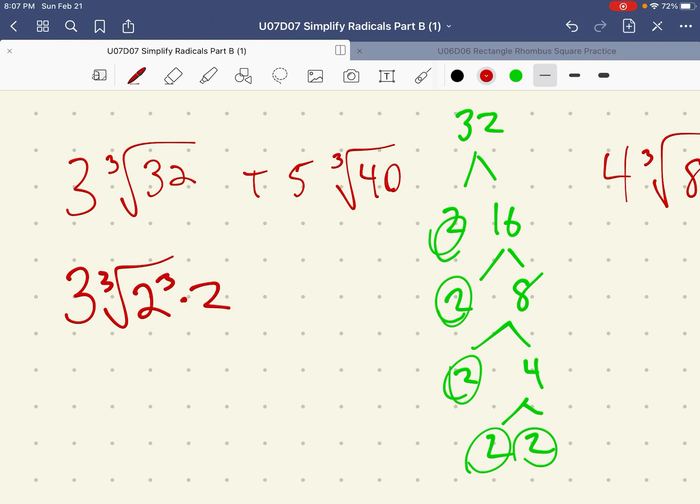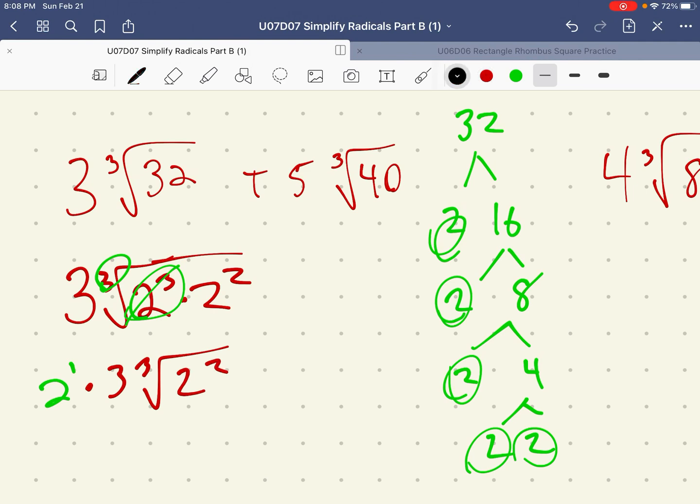And we're splitting this up on purpose such that at least some of the factors have an exponent that's divisible by 3. So this has an exponent that's divisible by 3 because that's our index. So that means it will come out as a 2 to the first power. In other words, we divide the exponent by the index, and everything else stays where it is.